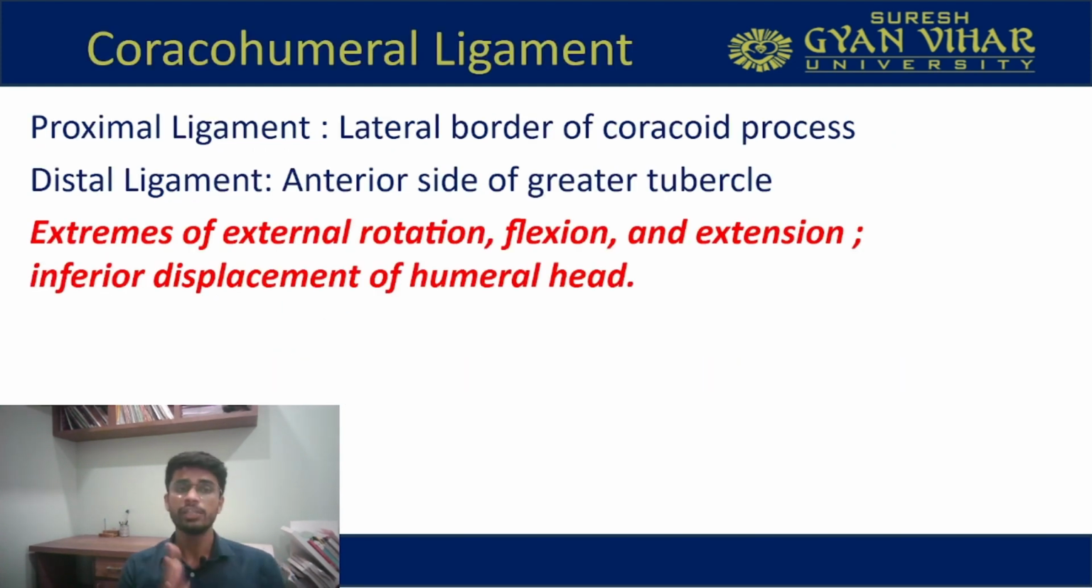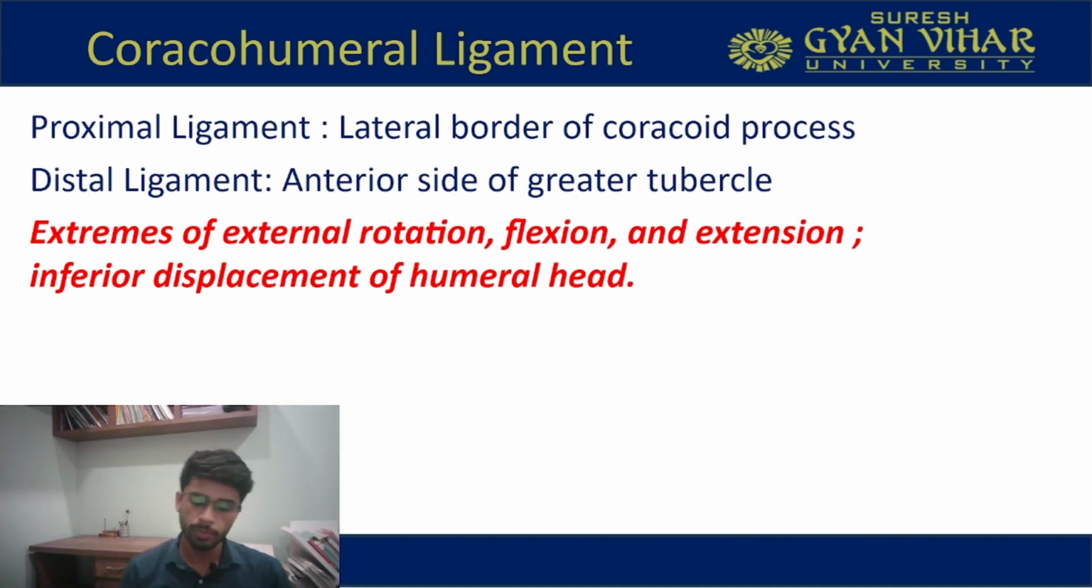Also, now let's see about the coracohumeral ligament. This was all about the glenohumeral ligament, which was of three types: superior, middle, and inferior. There were two bands in the inferior ligament, the anterior and posterior. The sheet of tissue connecting the anterior and posterior bands is your axillary pouch.